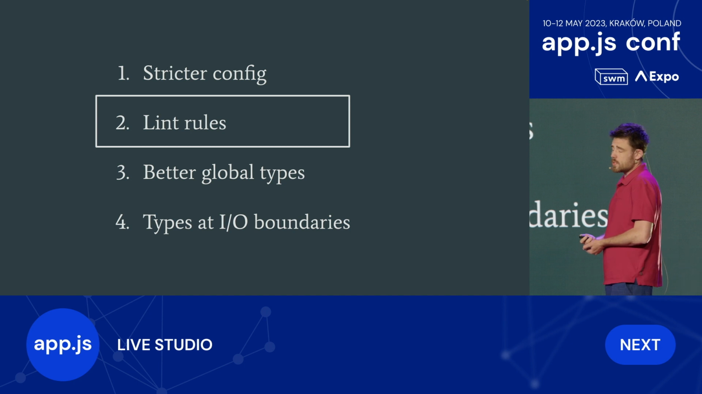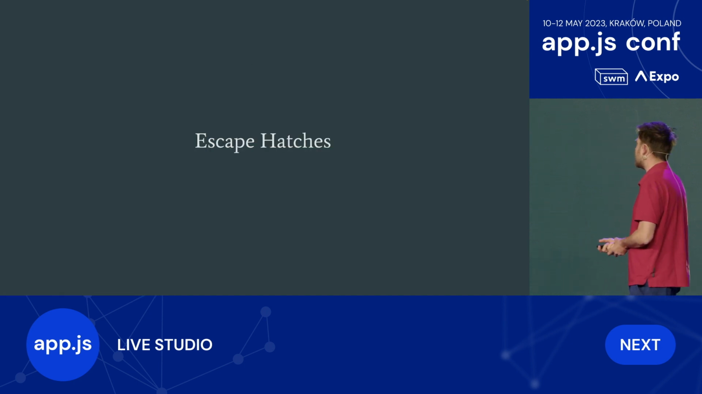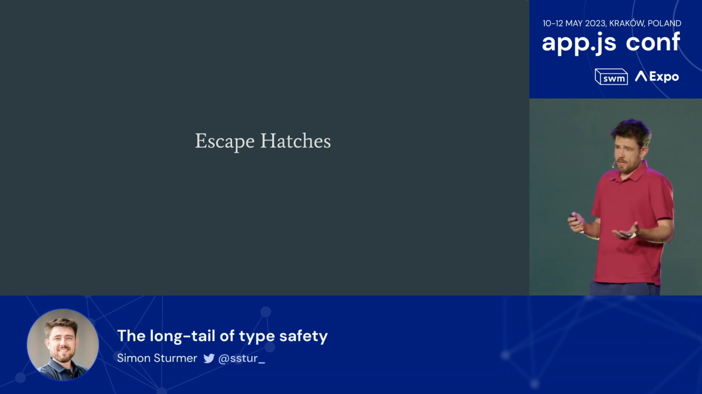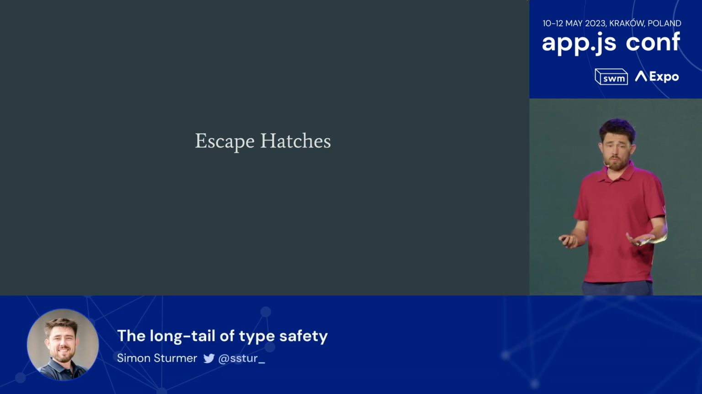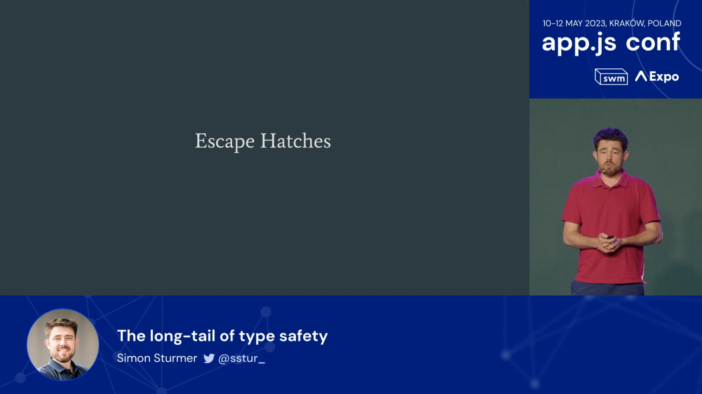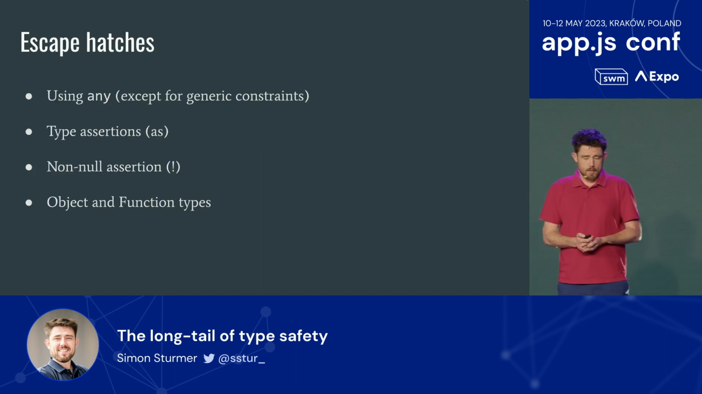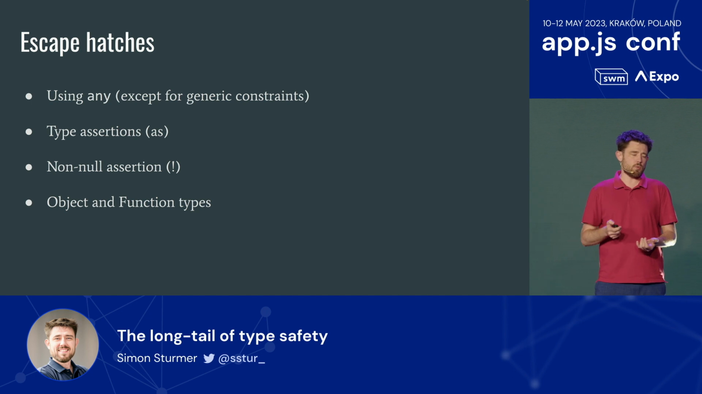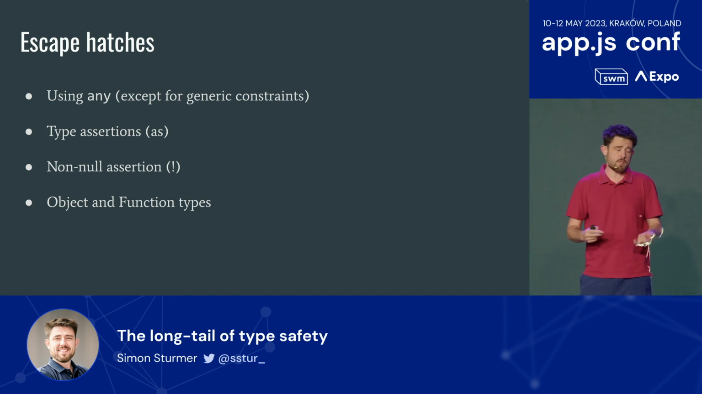Okay, lint rules. Why are we talking about linting at a TypeScript talk? Because TypeScript has escape hatches. And some of the escape hatches are really useful, right? They're things that we want to use, that we need sometimes. There are certain times where you have to bail out of the type checker. But arguably, you shouldn't reach for them unless you really need it. And so we can use lint rules to help prevent us from using some of these escape hatches, right?